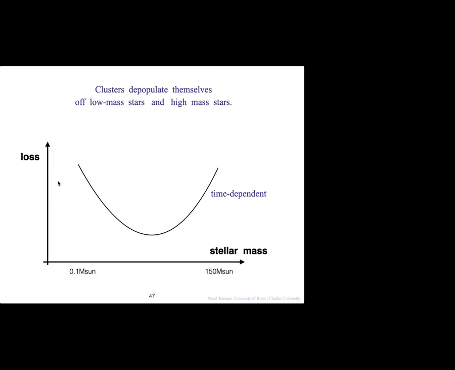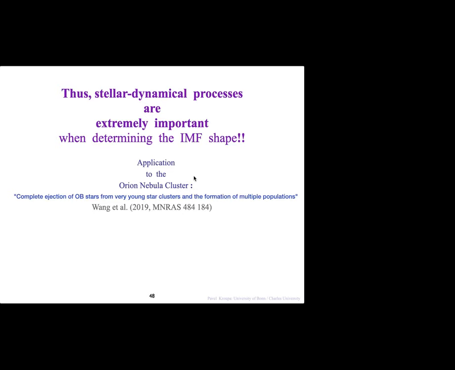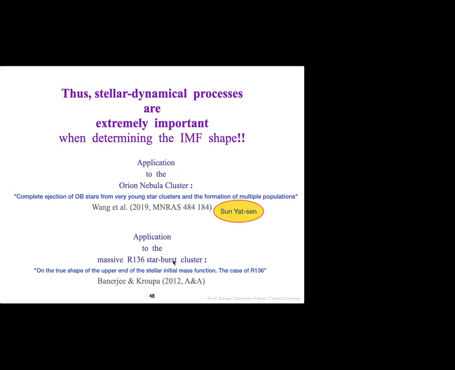Now, this function has never been quantified. It must look like this, and this is just a sketch, but it has not actually been calculated for different clusters explicitly. So stellar dynamical processes are extremely important when determining the IMF shape. And as I was mentioning before, there's a very nice application to the Orion Nebula cluster by Wang et al. at your university. And there's another application to the massive R136 starburst cluster by Banerjee and myself some time ago.